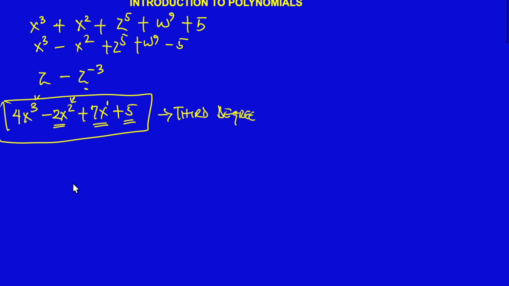So if it is a second degree polynomial, then it means that we can just say 2x squared plus 7x plus 5. So here we have a second degree polynomial. A second degree polynomial. And also, we can also have 7x plus 5. Right? This type of polynomial is referred to as a fourth degree.